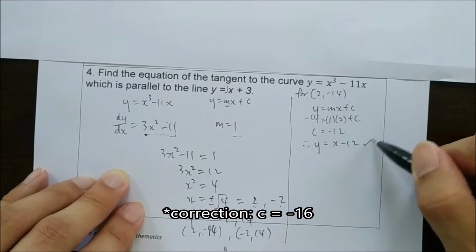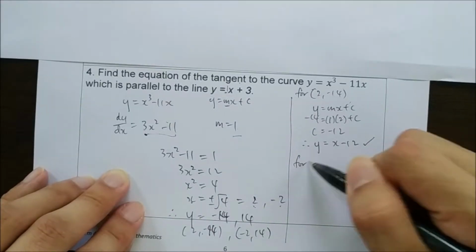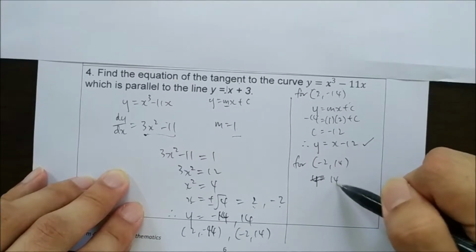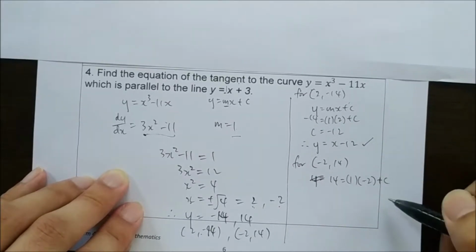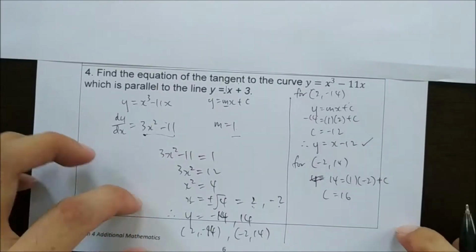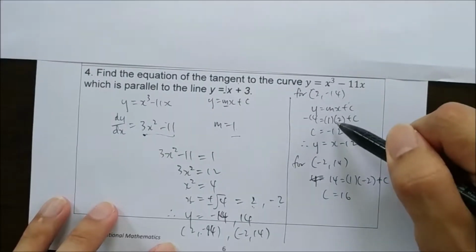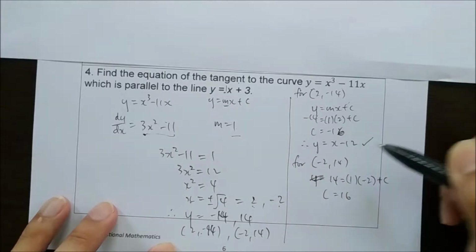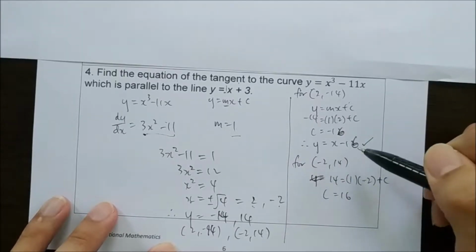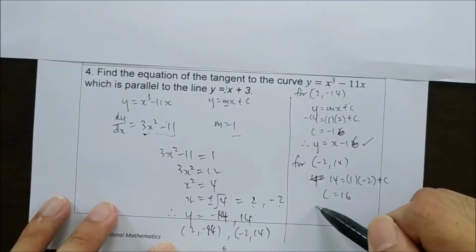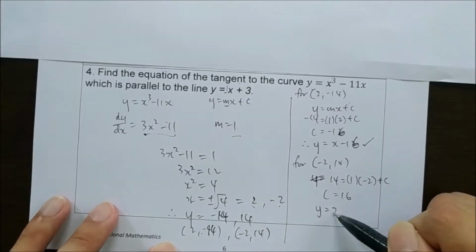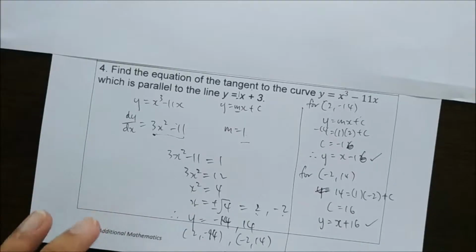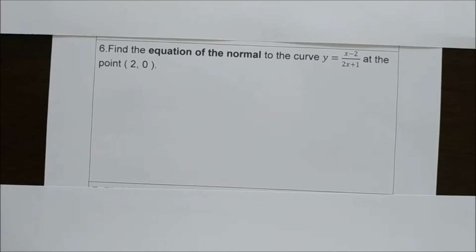This is the first equation. And then for (negative 2, 14), according to this, we get 14. I think I made a mistake here. This is positive 2. So this is supposed to be negative 16. So this is negative 16, and this is 16 here. So y equals x plus 16. The second equation. Now we go to question number 6.